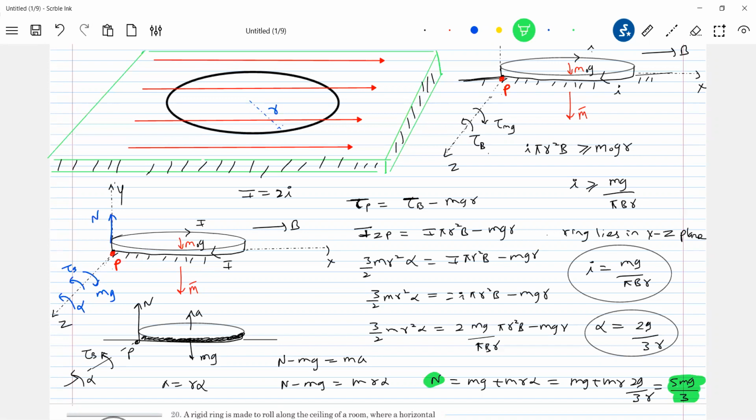At that instant, we are finding this out. At that instant, the ring will try to tip. Then N minus mg should be good. See, what actually happens here? The rod will tip. I think you have to understand. I'll try to show in the video what actually happens here.